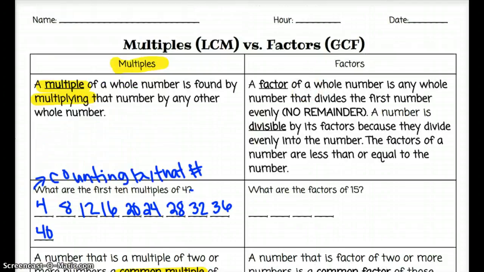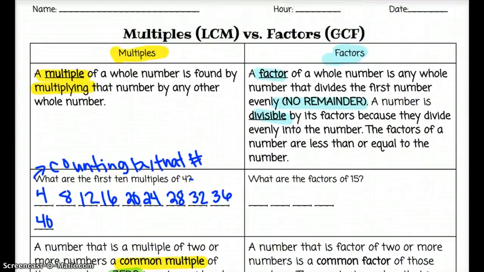Okay, now we're going to talk about factors. We just talked about multiples, now we're going to talk about factors. A factor of a whole number is any whole number that divides the first number evenly, no remainder. A number is divisible by its factor because they divide evenly into the number. The factors of a number are less than or equal to the number.